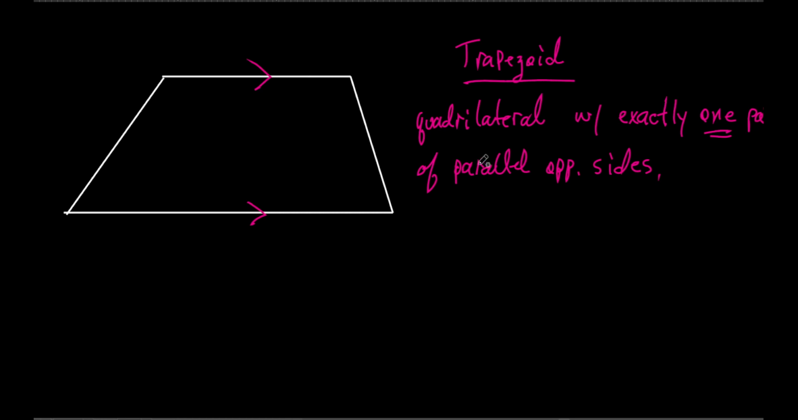All right. So let's talk a little bit about some of these words right here. The two sides that are parallel to each other, we call the bases. All right? We'll call that base 1 and base 2. Doesn't matter which one's 1 or 2.